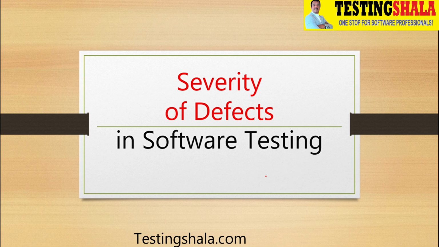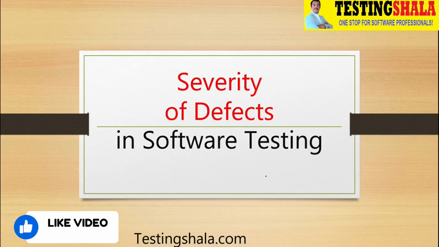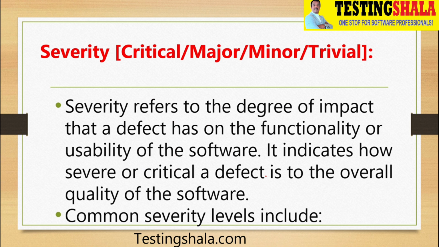What is severity of the defect in software testing, and what are the different types of severity defects available in software testing? I'm also going to give enough examples so that you get clarity on complete details on severity of the defects. First we will try to understand what severity of the defect is. The severity of the defect can be classified under critical defects, major defects, minor defects, as well as trivial defects.